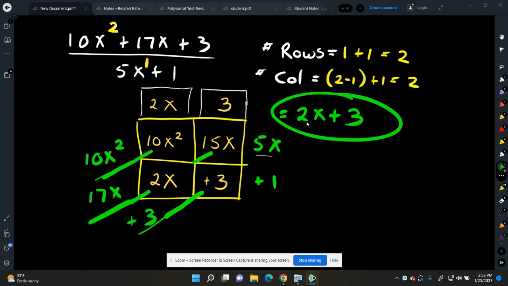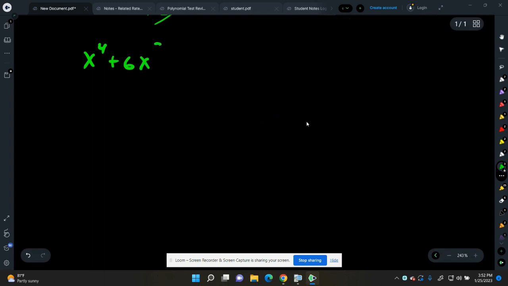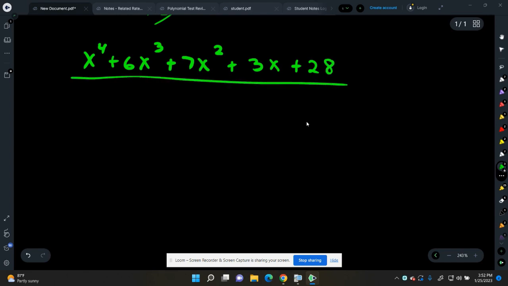Okay, let's do x to the 4th plus 6x to the 3rd plus 7x squared plus 3x plus 28 divided by x plus 4. Okay, so we need to figure out our number of rows and number of columns.